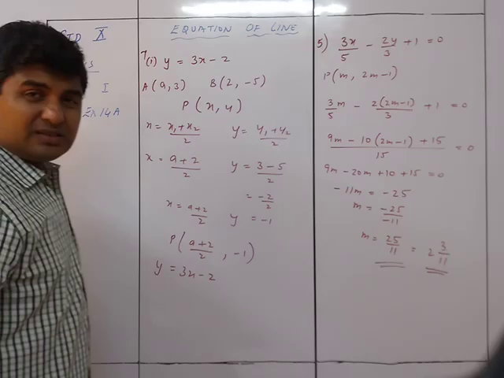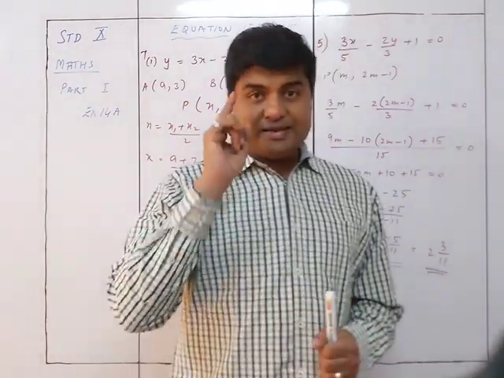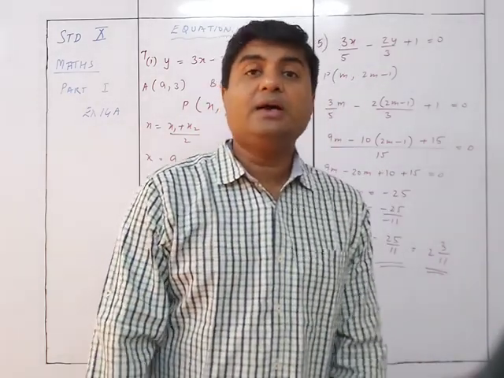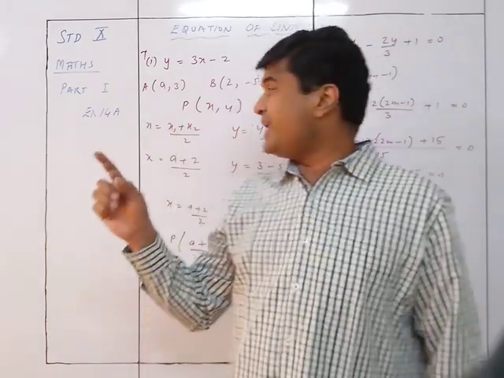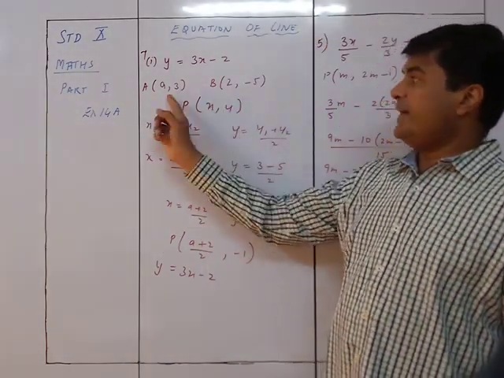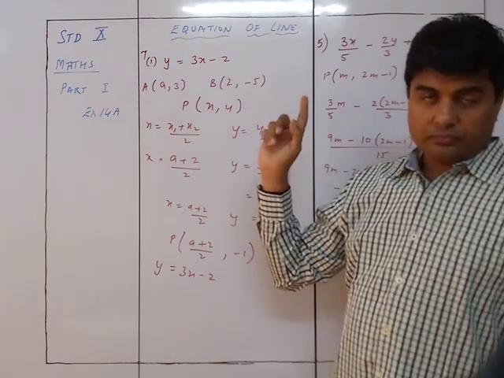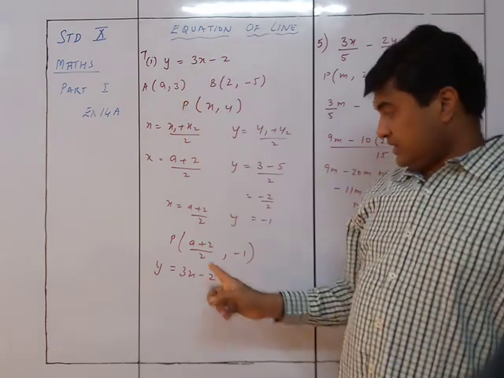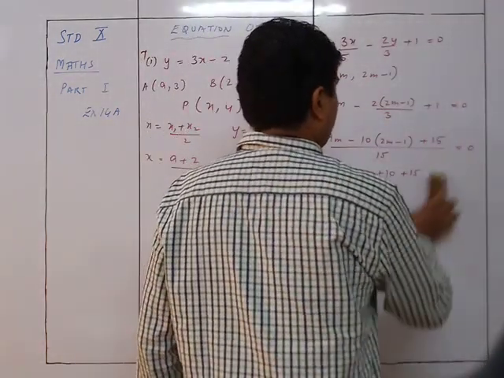Did you understand this? You are trying to first understand what is asked. They are asking for a point which is on the bisection of a particular line. The bisector of these two points is this line. Okay, so the midpoint of these two lies on this line. It's like this. So now you put the value of x and y in the equation.